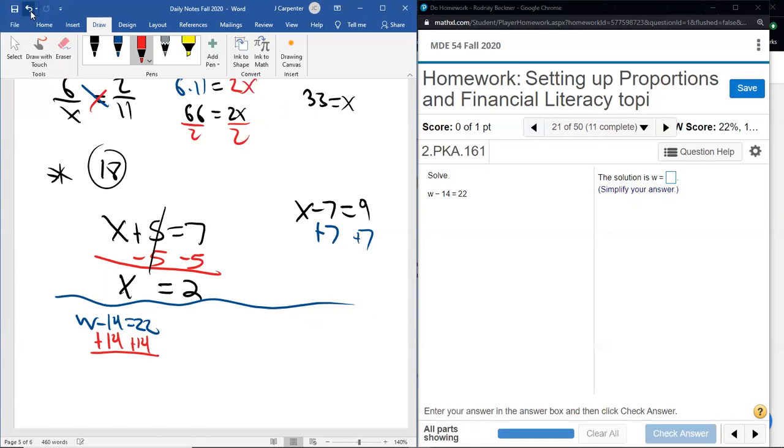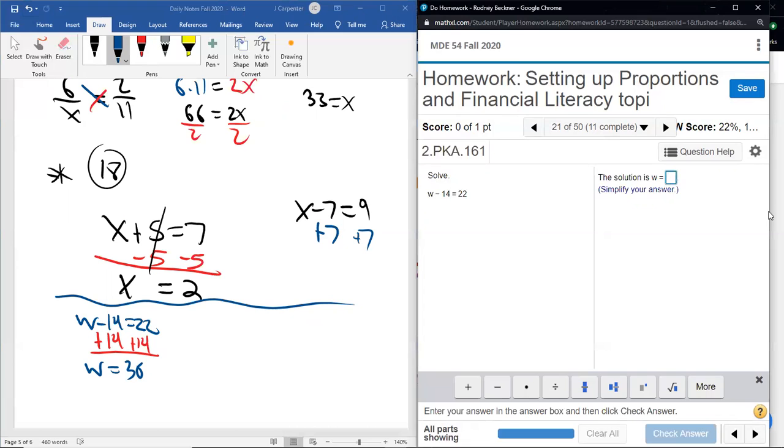If you don't write things vertically, I don't care. If you write them horizontally, that's fine. If you don't write this at all, if you get the right answer, that's fine. 22 plus 14, well, 2 plus 4 is 6, 2 plus 1 is 3, so 36. I'm going to do this wrong. W equals 36.